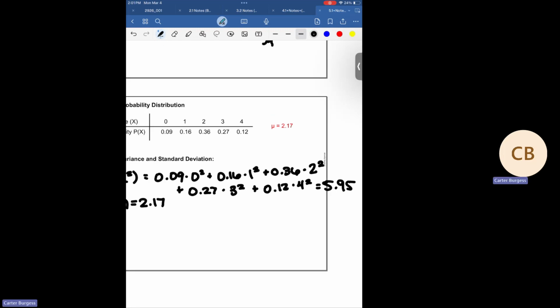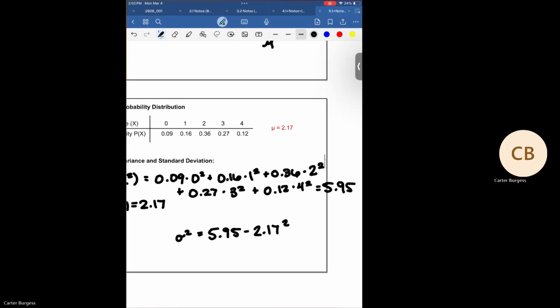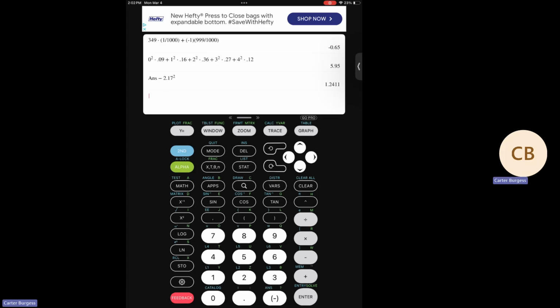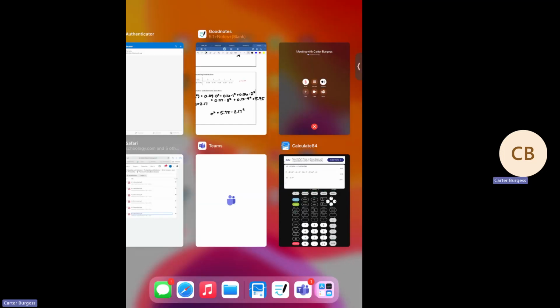Now, ultimately, what we want is not the expected value for our x squareds. Instead, what we want is the standard deviation. So we need to subtract from our 5.95, this is our variance, rather, the mean that we calculated squared. So minus this mean squared, which gives us a variance of 1.2411.